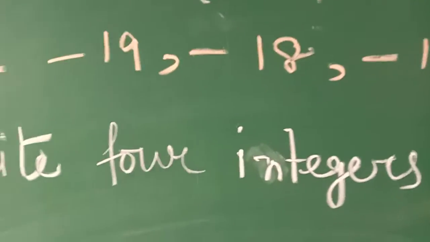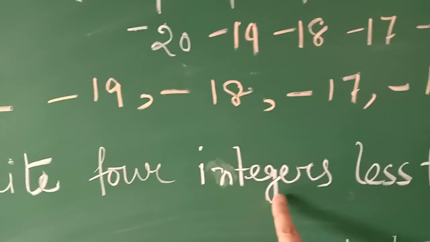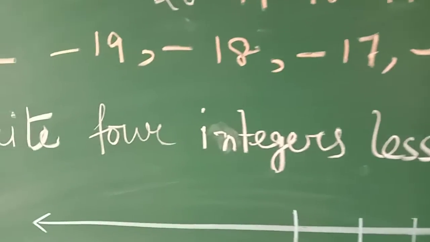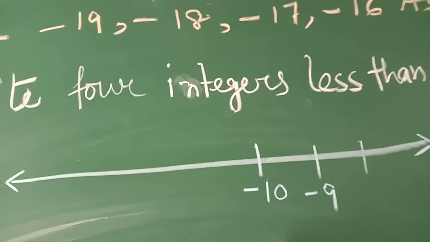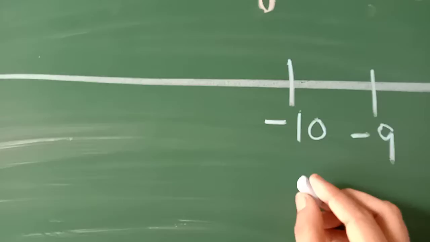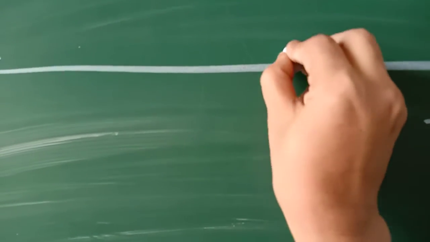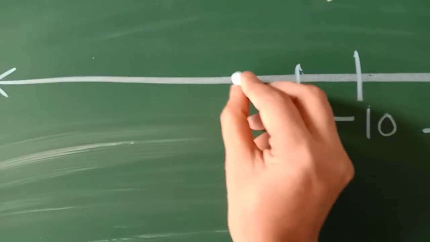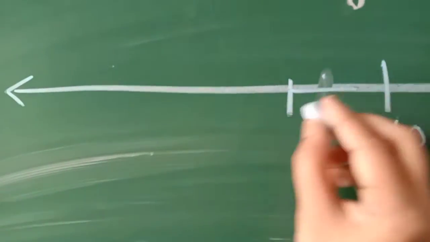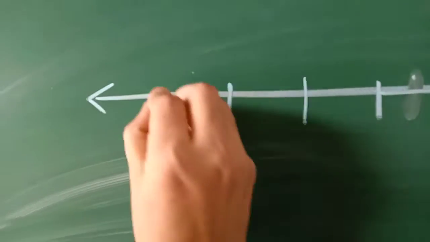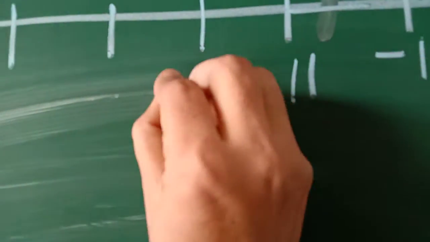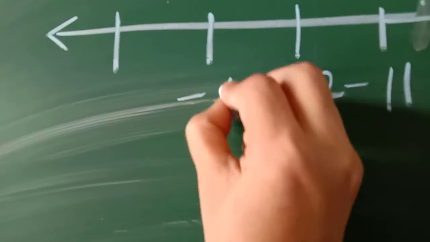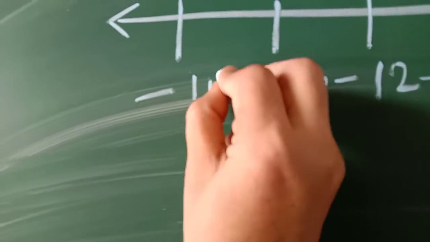Next, write 4 integers less than minus 10. So for less than minus 10, will you go to the right side or left side? Again, it is a number line I have drawn for you. As it is less than minus 10, you have to go to this side, the left side only. 1, 2, 3, 4. After minus 10, it will be minus 11, minus 12, minus 13, minus 14, and so on. So many numbers you can get from here.